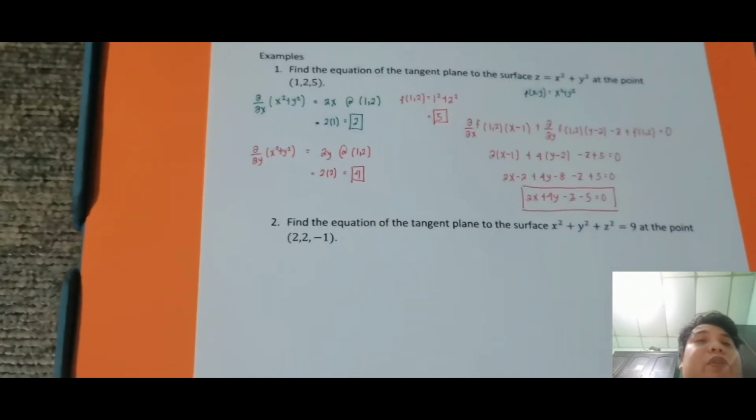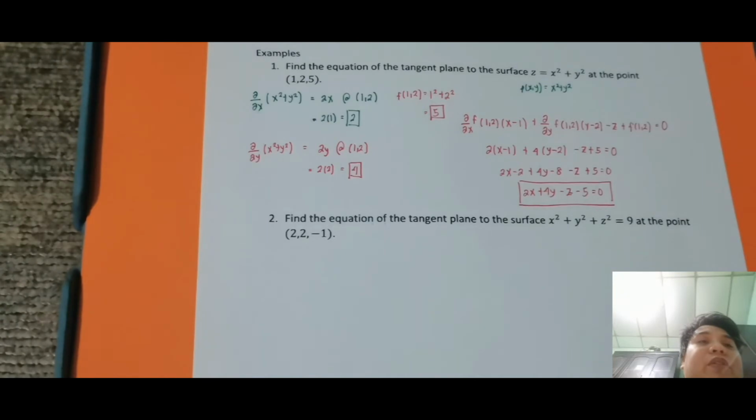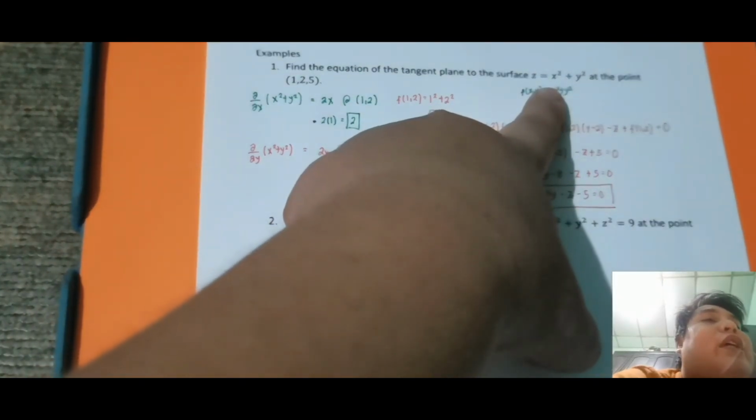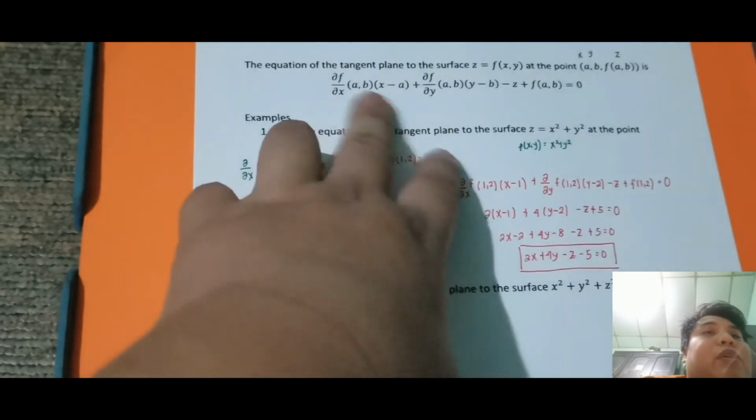So now, for the number 2, find the equation of the tangent plane to the surface x squared plus y squared plus z squared is equal to 9. So obviously ito ay sphere. So dito magkakaroon tayo ng konting reverse or parang bago sa formula. So kailangan kasi natin siya totally isolve. So kasi since ganun, tingnan mo to, ito ay circle. So obviously gagamitin ko yung formula na yan.